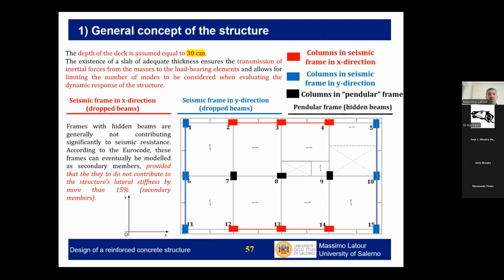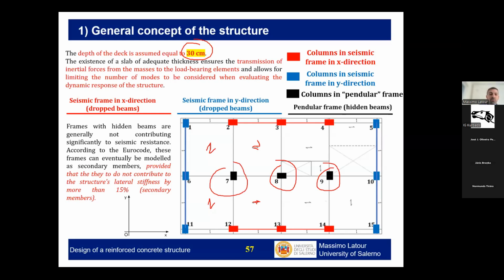Let's make an assumption on the floor depth. This is unidirectional, so you see that there is a direction of application of the load. I did it this way because this is what is typically done in Italy. The red and blue columns are the seismic columns, and the red and blue parts are the seismic frames, the primary frames. All the remaining part of the building will be designed as secondary. So the three columns will be considered secondary columns, and the connecting beams will be considered secondary beams.